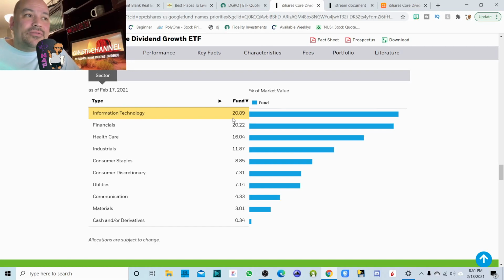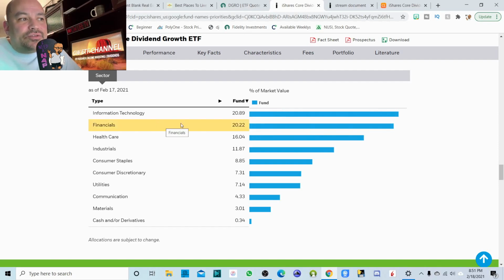Is there some bubble stocks out there? Absolutely. But I don't think the sector as a whole is going anywhere. I think it's going to dominate the market, at least during my lifetime, for sure.